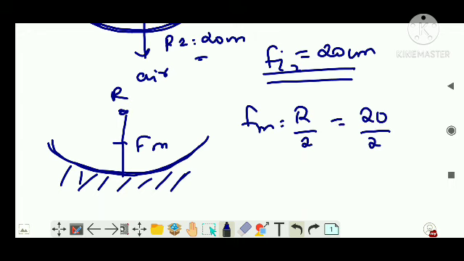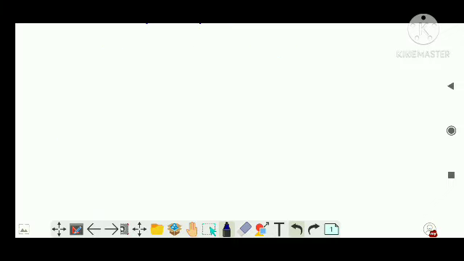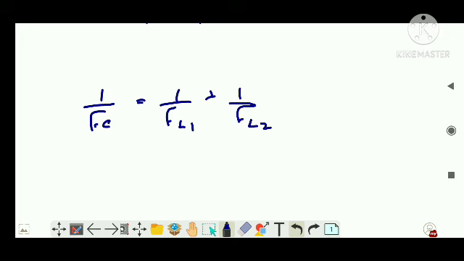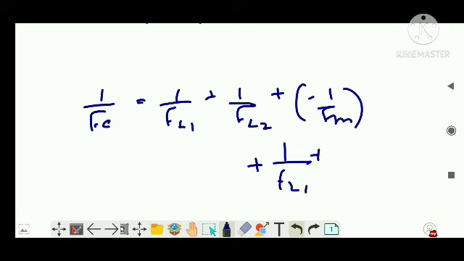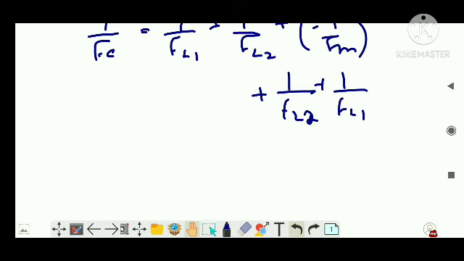Now again the measurement, this is the incident ray, this is the measurement direction, so it is minus 20 by 2, that is minus 10 centimeter, right? Now just have to add the things which you have got. You have written in the equation earlier, 1 by Fe is equal to 1 by FL1 plus 1 by FL2 plus minus 1 by Fm plus 1 by FL2 plus 1 by FL1, right? Now substitute the values, guys.